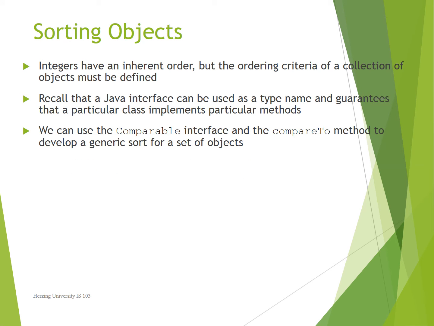Sorting objects. Integers have an inherent order, but the ordering criteria of a collection of objects must be defined. Recall that a Java interface can be used as a type name and guarantees that a particular class implements particular methods. We can use the Comparable interface and the compareTo method to develop a generic sort for a set of objects.